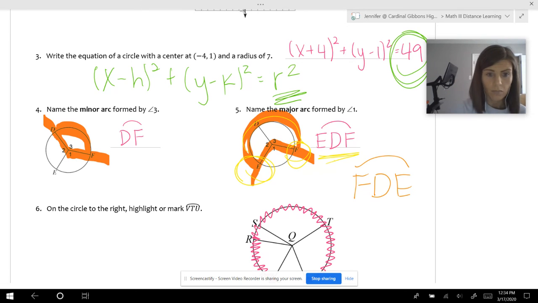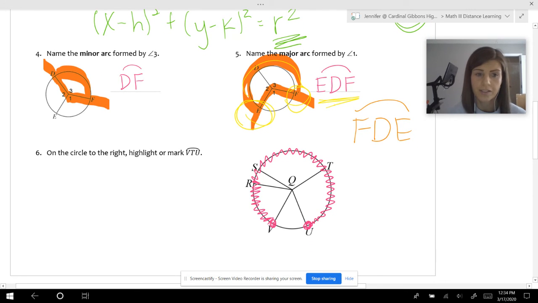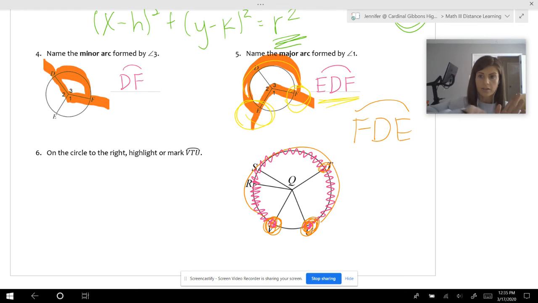And then finally here, number 6, arc VTU. So this is a major arc because it has the 3 letters. We're starting at point V, we're ending at point U, and we're going through T to get there. So we're taking the long way from V to U by passing through T. So remember that when you're naming arcs and when you're dealing with major arcs, it's always the edge of the circle. You should never cut through the circle when you're doing an arc.